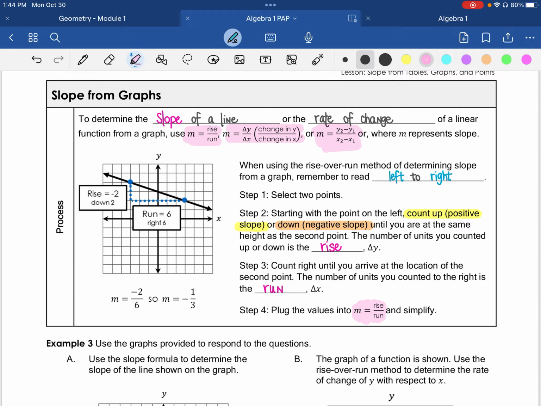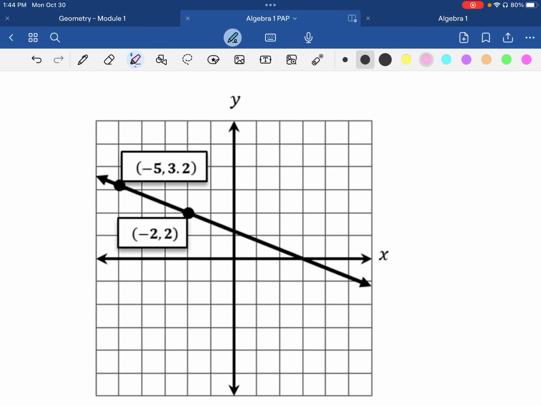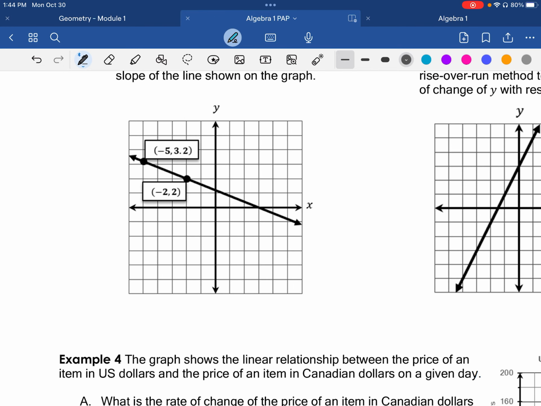Let's go ahead and try them. Now here in graph 1, what I'm noticing is that this point isn't quite in a perfect corner, where this one is. So instead of doing rise over run for this one, I am going to go ahead and use the formula. So I'm going to say m is equal to the subtraction of y2 minus y1 over the subtraction of x2 minus x1.